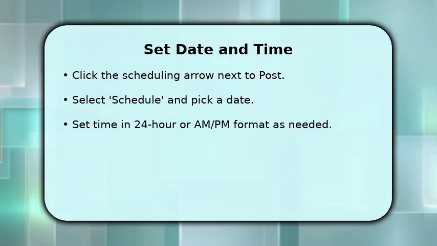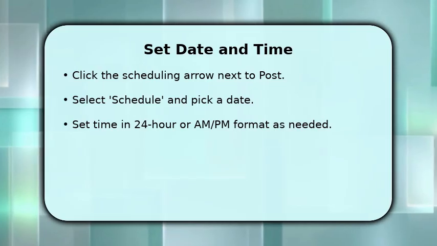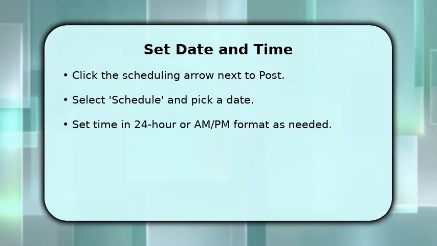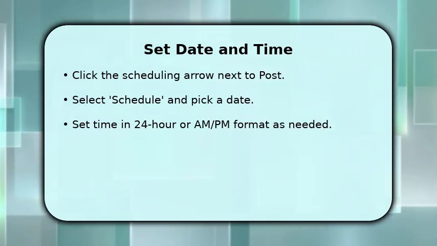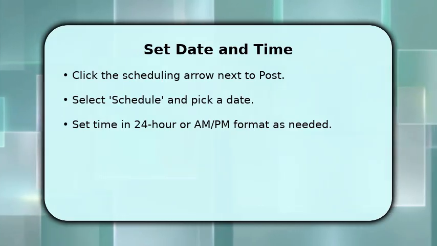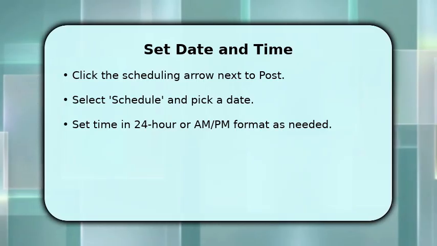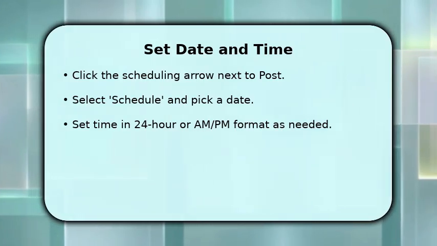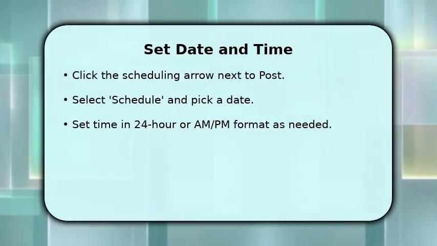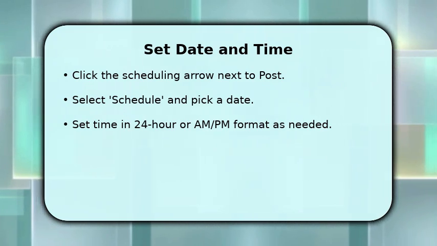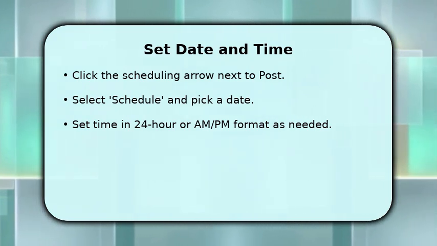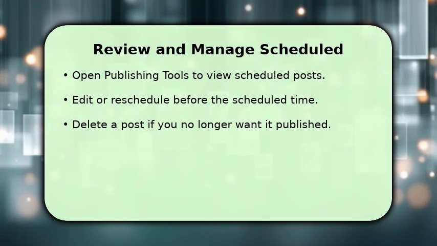Use the calendar widget to choose a specific day up to 1 year ahead, or pick a weekday for recurring themes. Set time in 24-hour or AM/PM format as needed. Enter the exact hour and minute. Consider peak engagement windows like 09:00 or 18:00. Then confirm to save. Open Publishing Tools to view scheduled posts.